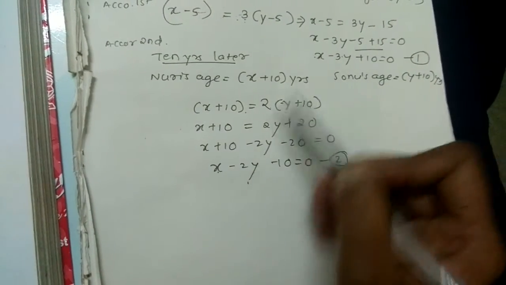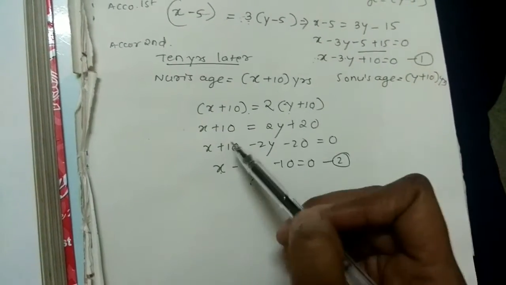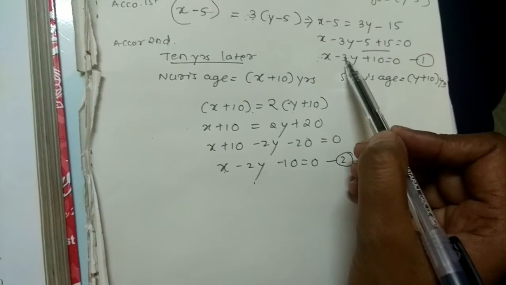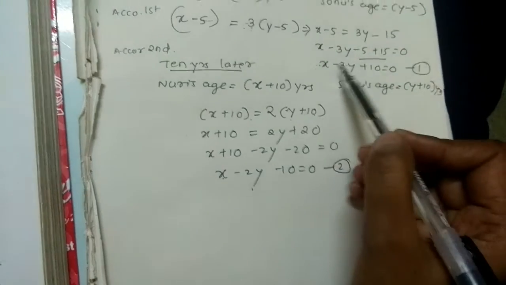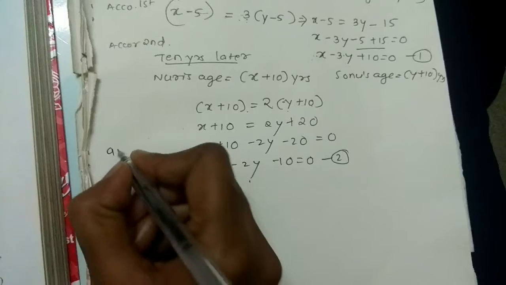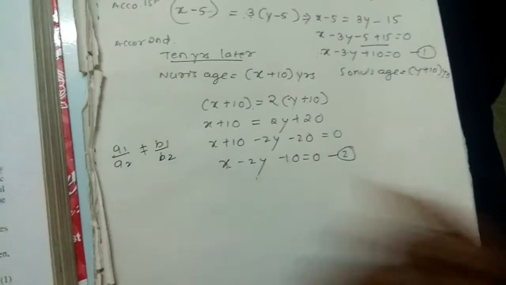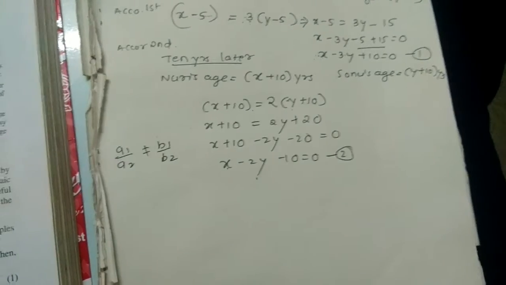So this is a1 upon a2. Let us consider this a1 and this a2. So 1 upon 1 is 1, and this is the coefficient of y, it's minus 3 upon minus 2. So we know that a1 upon a2 should not be equal to b1 upon b2. Then only a unique solution exists.